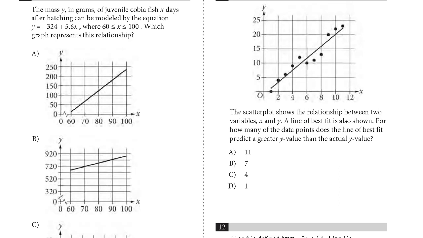Number 10, the mass y in grams of juvenile cobia fish x days after hatching, okay, so that's our x-axis, can be modeled by the equation y equals minus 324 plus 5.6x. So we've got a negative y-intercept and a positive slope, which means upward to the right. Now, this is only true from the range 60 to 100, which is what is given in the pictures.